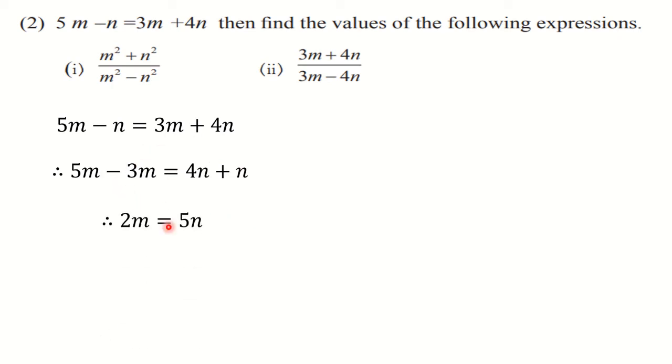So what you will get? Therefore 2m is equal to 5n. Now we want m upon n. So n you will shift to LHS, so it will go in the denominator. And 2 you will shift to RHS, that will go in the denominator. So what you will get? m upon n is equal to 5 upon 2.